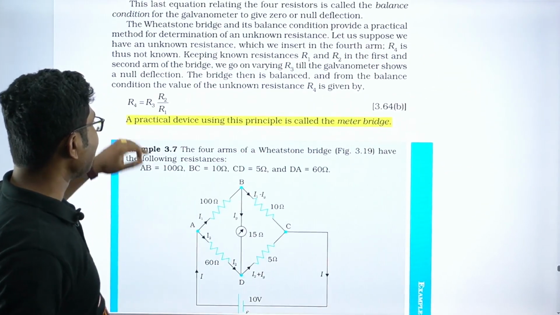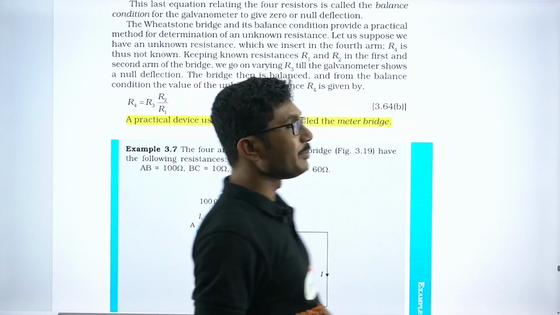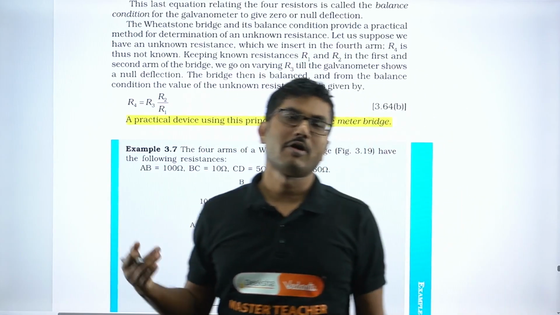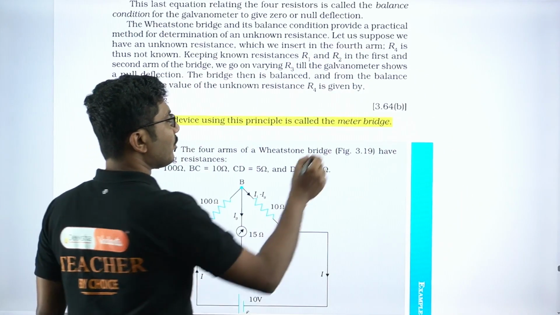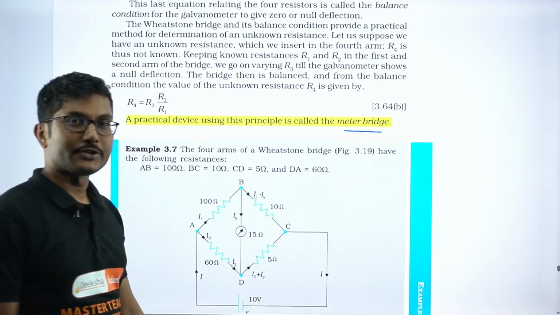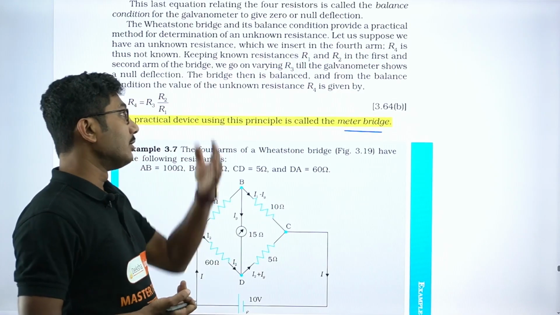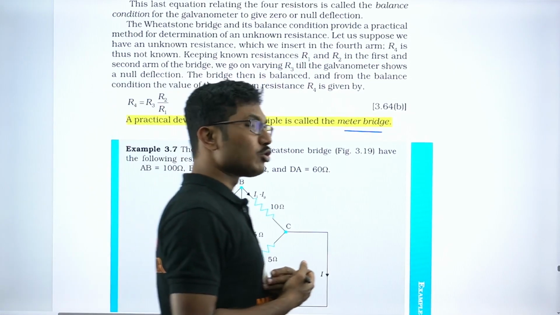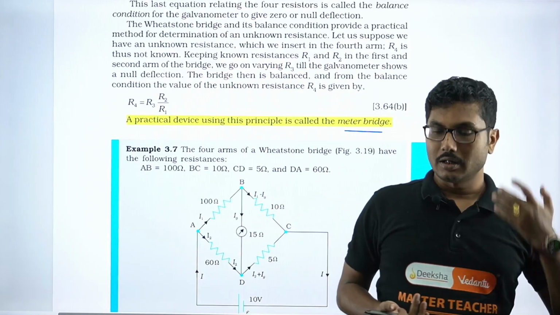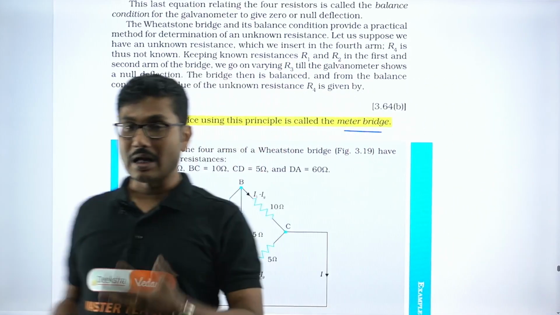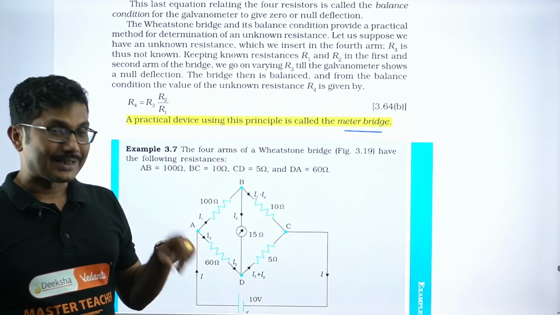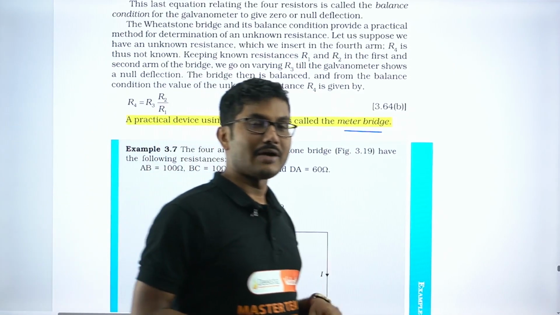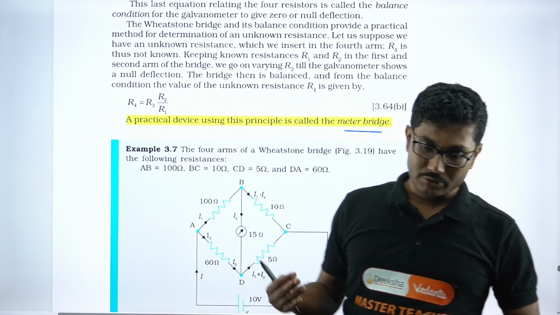Now a practical device using this principle is called the meter bridge. This is important for a competitive exam. So if asked to name one application of the Wheatstone bridge, the meter bridge is one example. The post office box used to be employed during the telegraph era, when you used to send messages using a device called the telegraph. At that time the post office box was popular.